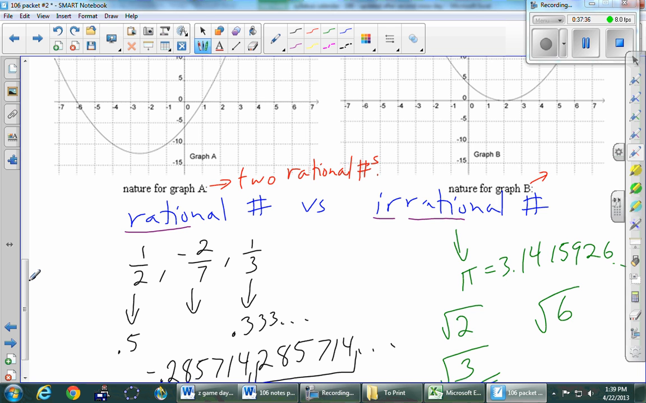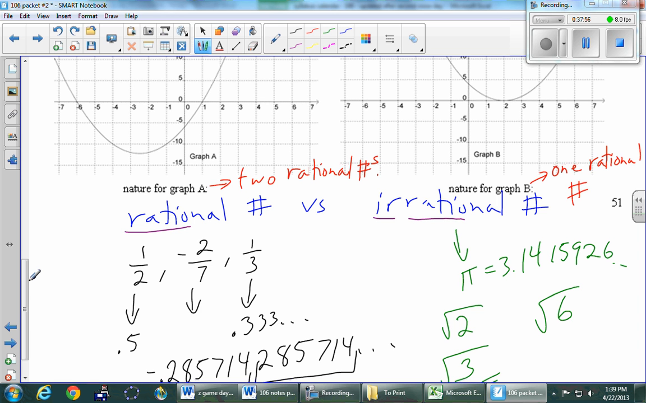For graph B, how many x-intercepts does it look like it has? It has just the 1, so we can right away start just writing 1. And what number does it appear to be? 2, which is what kind of a number? It is rational. So 1 rational number is right here. So again, I haven't defined the word nature, but what I mean is tell me how many solutions and tell me what kinds of numbers they are. Let's look at the next page.